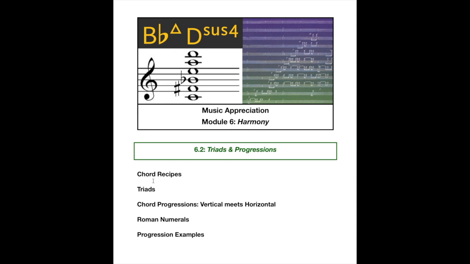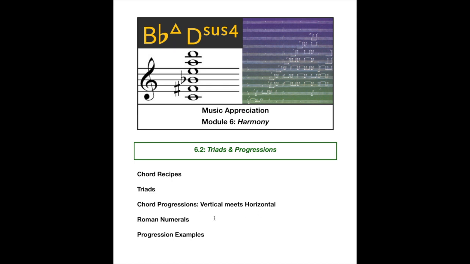progressions. So we're going to start by talking about chord recipes, what goes into a chord, triads, which are the most common and basic chords used in most Western music. Chord progressions, where the vertical meets horizontal, so chords, vertical, and the progressions of them, which are how the chords occur in order. That's a horizontal element.